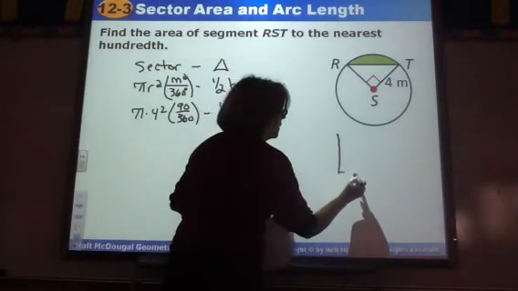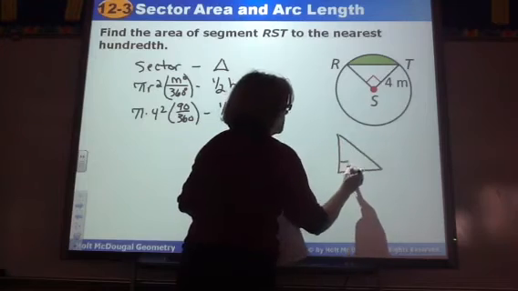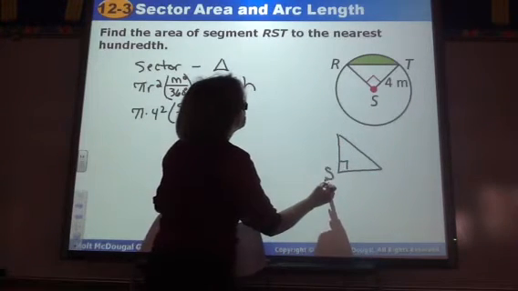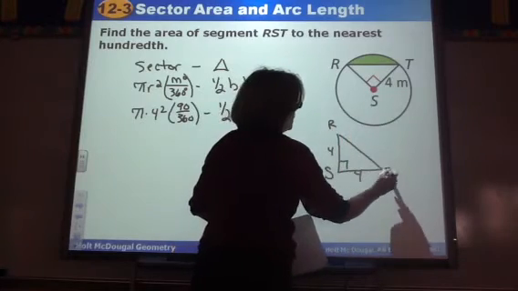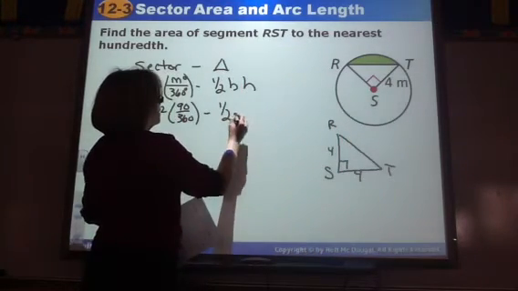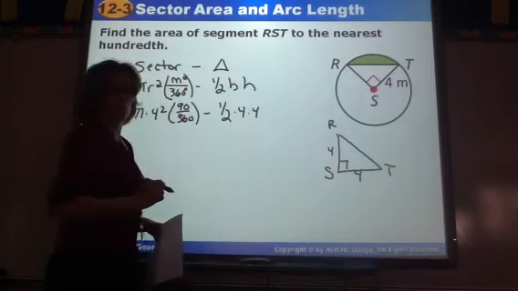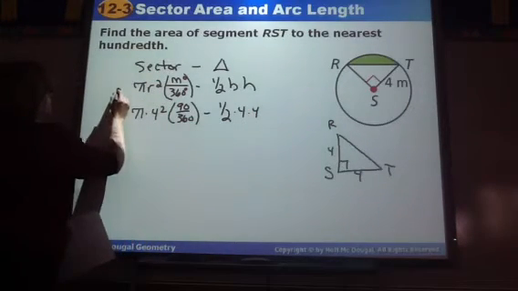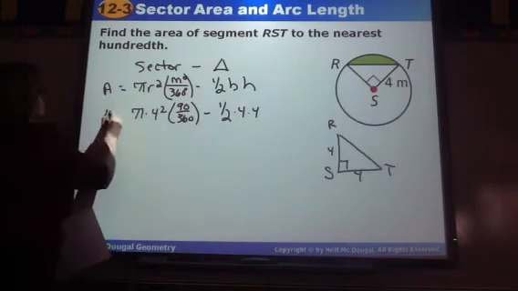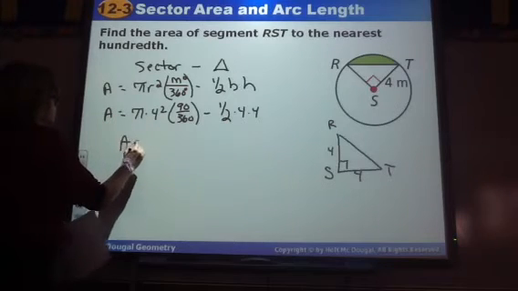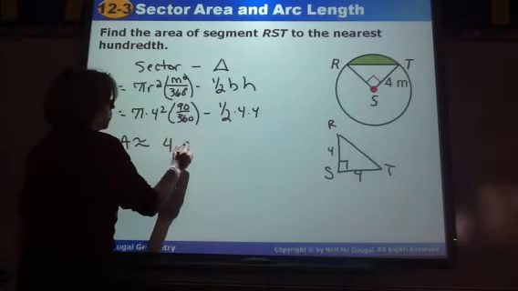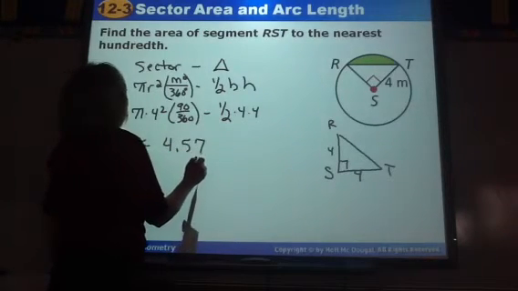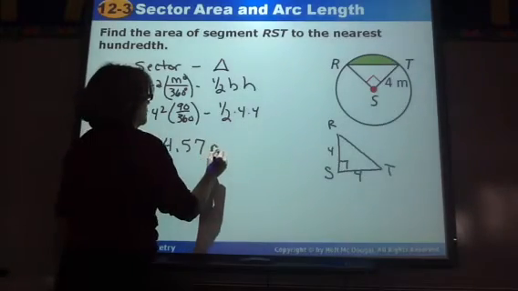Okay, what I have here is, here's my right angle, S. This is 4, this is 4, this is R, and this is T. So my base is 4, and my height is 4. Key all this in your calculator. And you're going to get approximately 4.57 square meters.